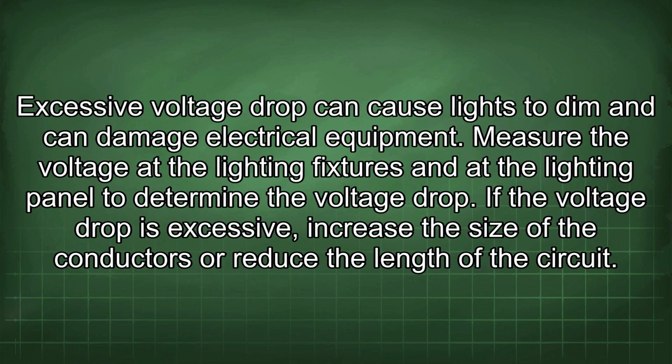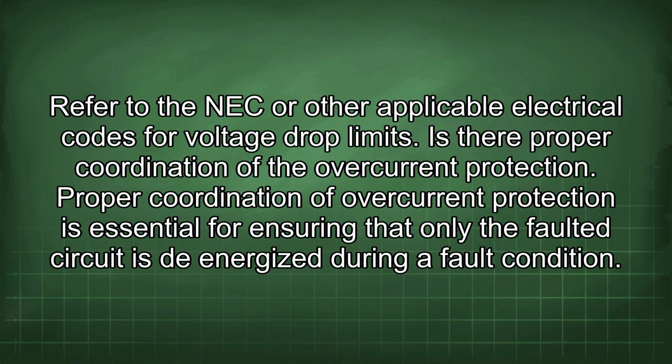Excessive voltage drop can cause lights to dim and can damage electrical equipment. Measure the voltage at the lighting fixtures and at the lighting panel to determine the voltage drop. If the voltage drop is excessive, increase the size of the conductors or reduce the length of the circuit. Refer to the NEC or other applicable electrical codes for voltage drop limits.